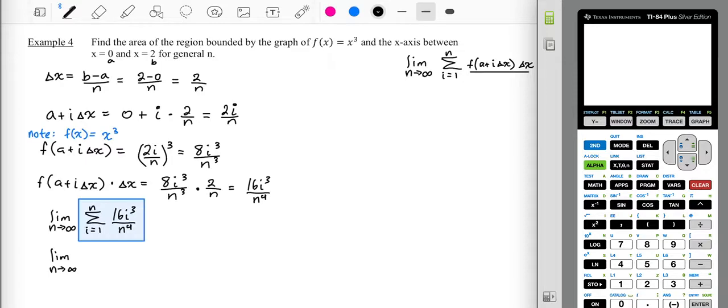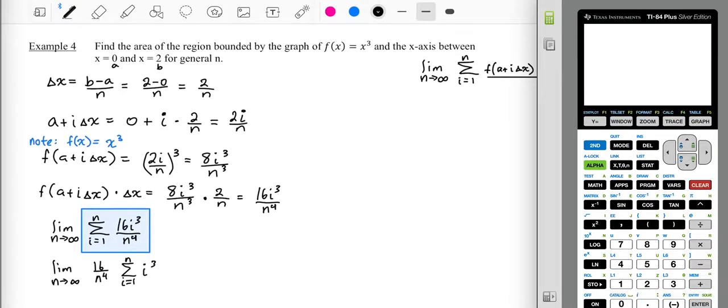Now the 16 is relevant to the limit also, though it doesn't have an n in it. I can take it out of the whole thing if I want, but I think that might be a little premature, so I'll just take it out of the sum. The n to the 4th has to stay within the limit because it has an n in it. 16 over n to the 4th. Then we have our summation, i equals 1 to n of i cubed.